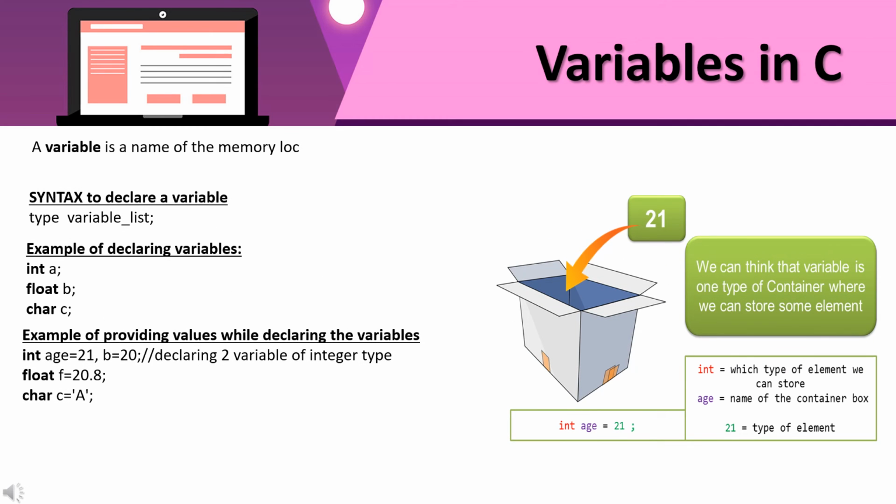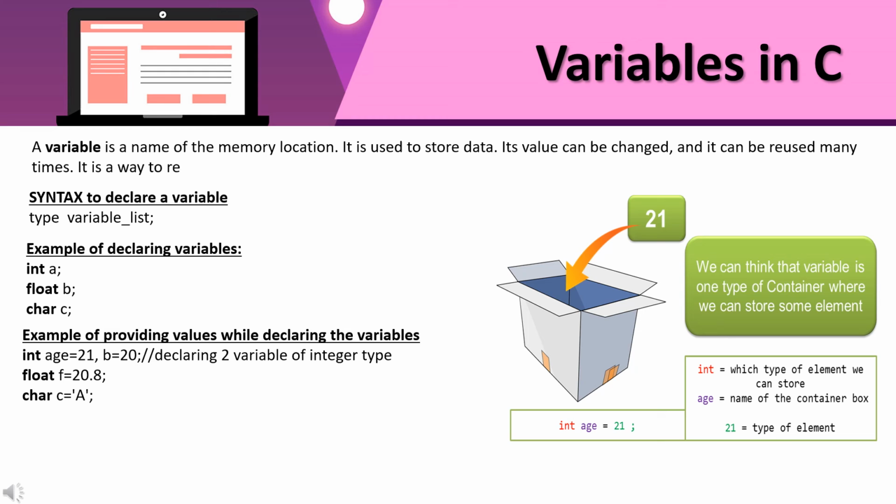Now what are variables in C? A variable is a name of a memory location. It is used to store any data. Its value can be changed and it can be reused many times. It is a way to represent a memory location through a symbol so that it can be easily identified.